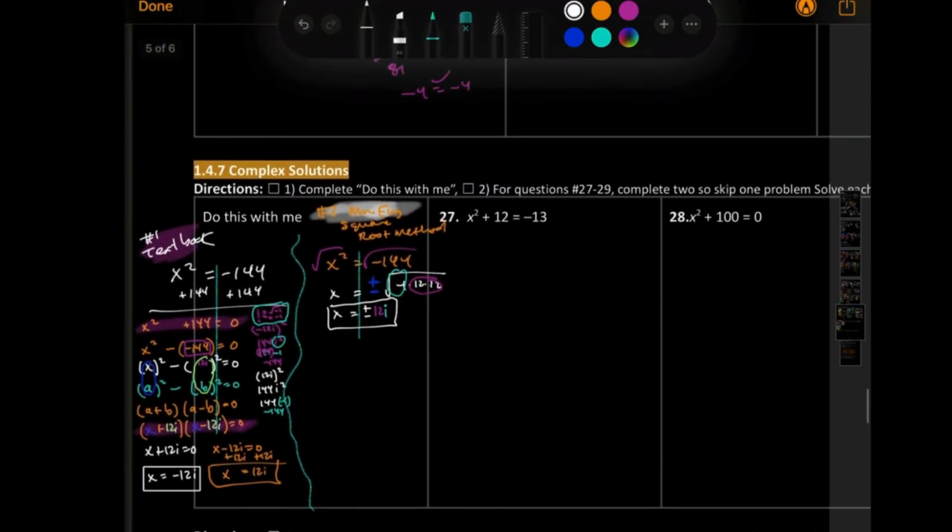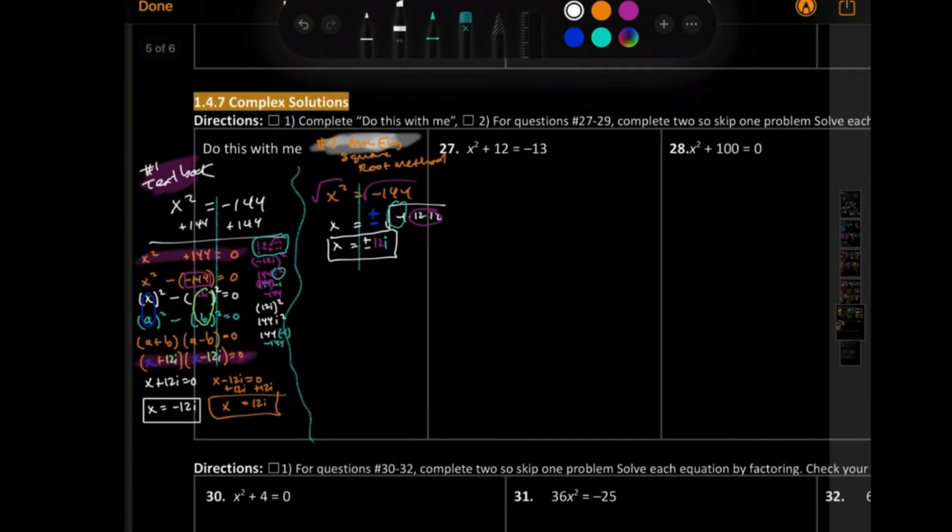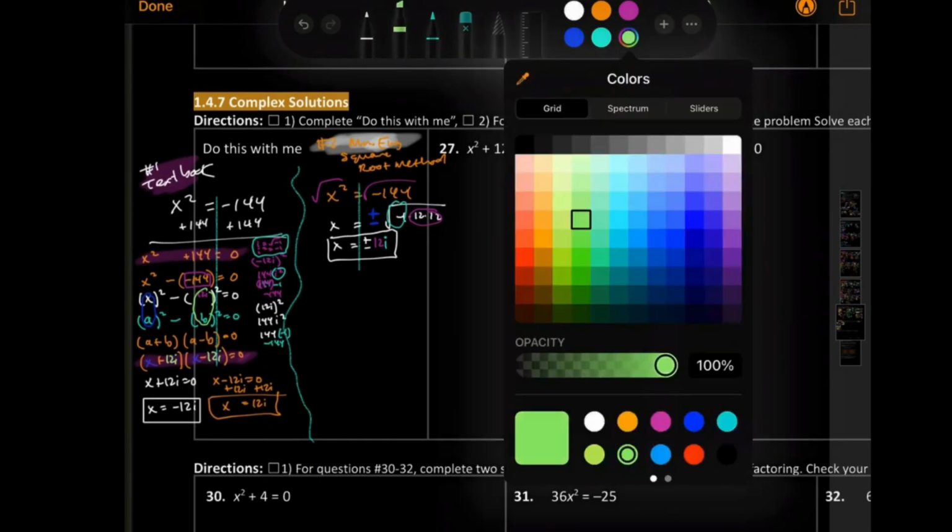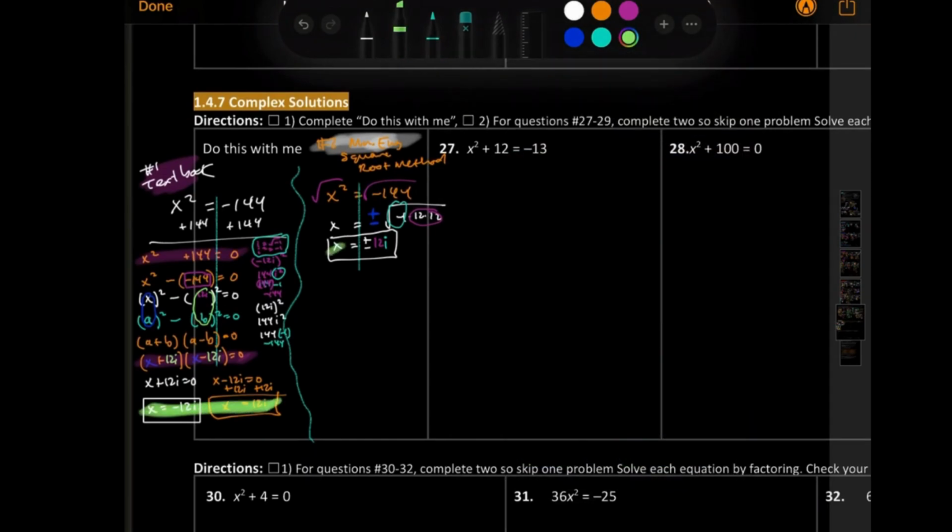Now, I want to show you guys how fast that was comparatively. Here's my solutions here, and here's my solutions there.